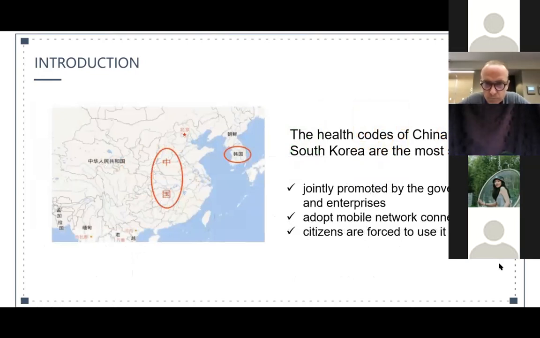The health codes of China and South Korea are the most similar among these. The health codes in China and South Korea are jointly promoted by the government and enterprises. Both adopt mobile network connection to get information, and both are mandatory to use.